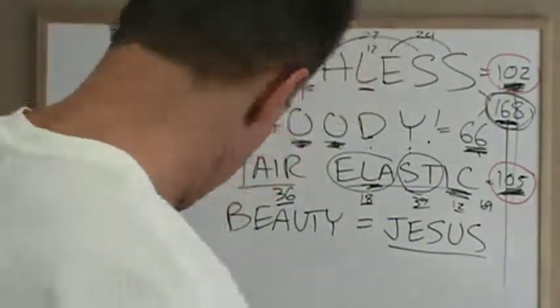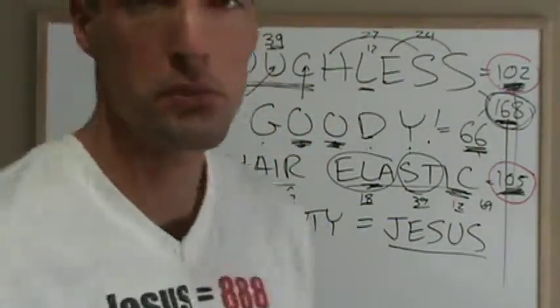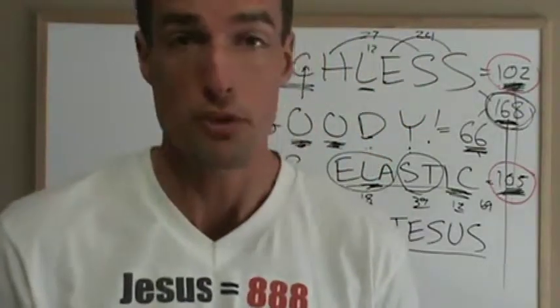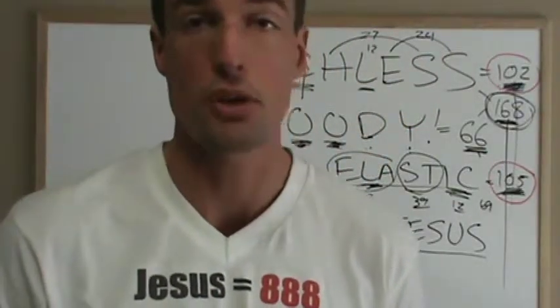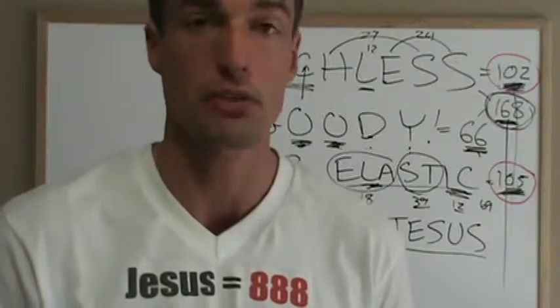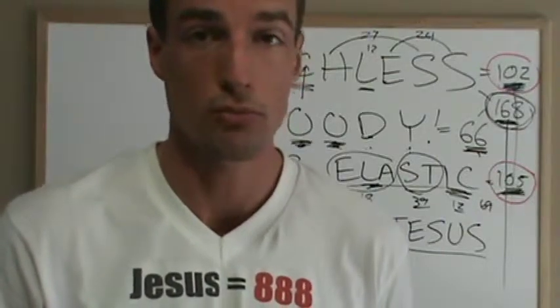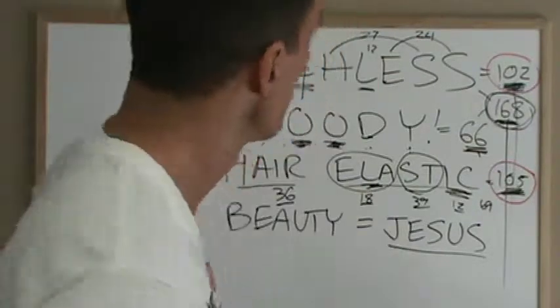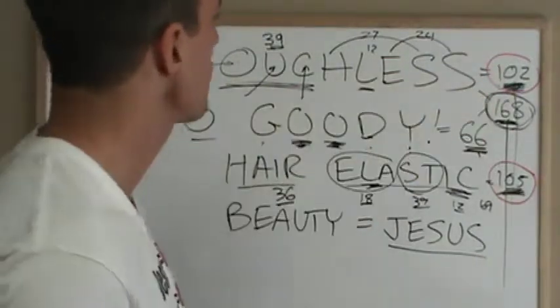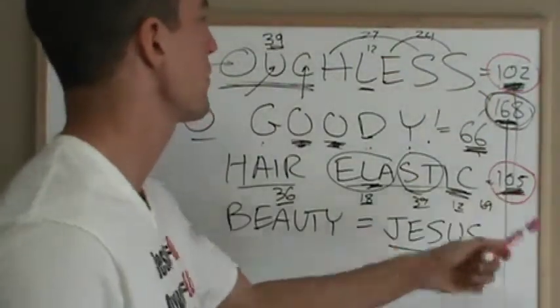God promises you. And if you don't love them, He might take them away from you, because you're not appreciating stuff enough. And you need to have a timeout in the corner before you get any more presents. So there you go. Ouchless equals 102, hair elastic equals 105.